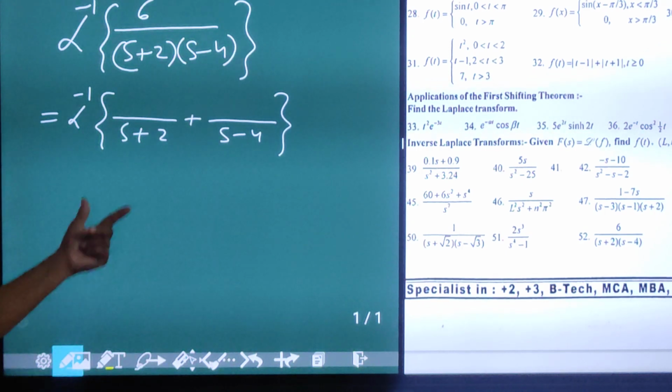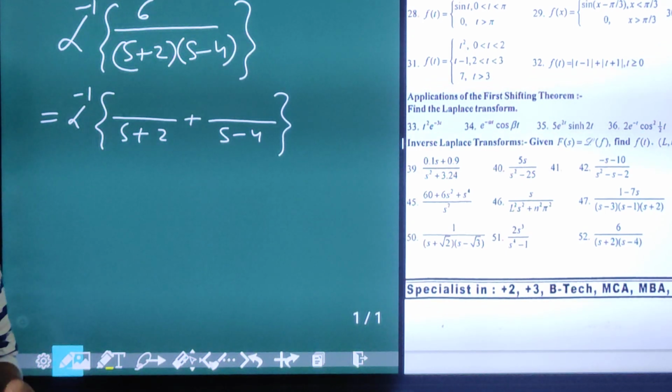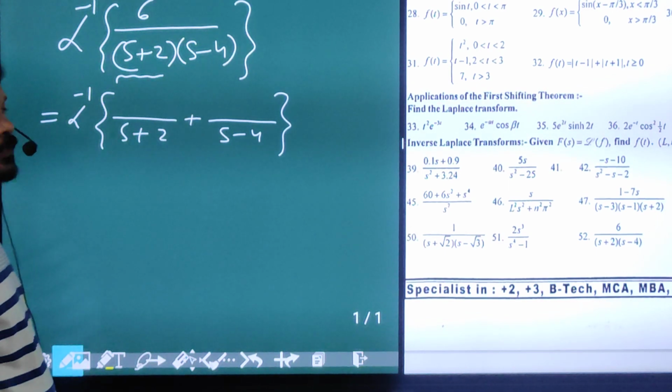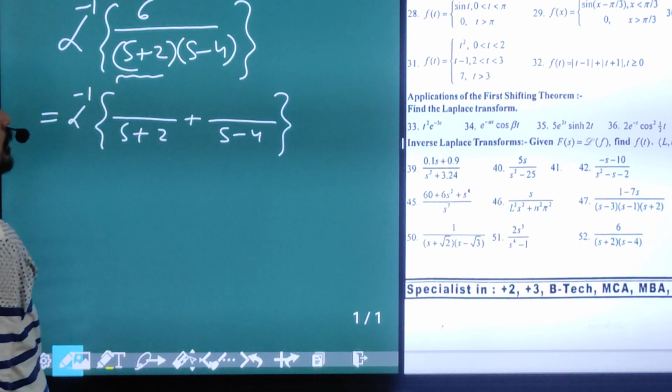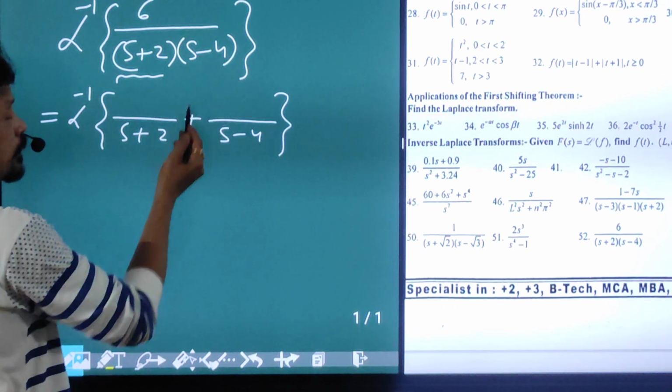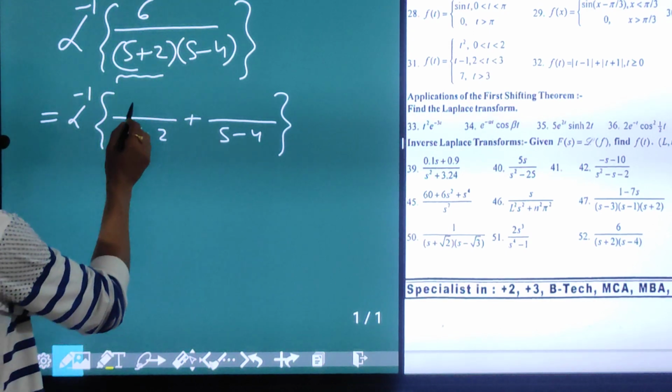So s plus 2 equal to 0, s is equal to minus 2. Omit this factor and put s equal to minus 2 in the rest part. So minus 2 minus 4, it is minus 6. 6 by minus 6 it is minus 1.